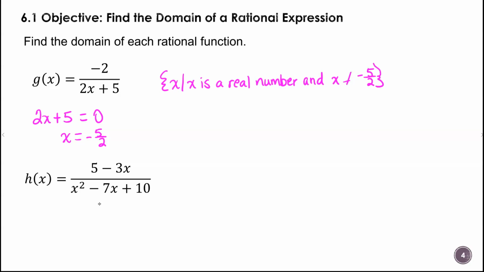I'm having problems with making my slash through my equal sign. I don't know why. Anyway, okay.